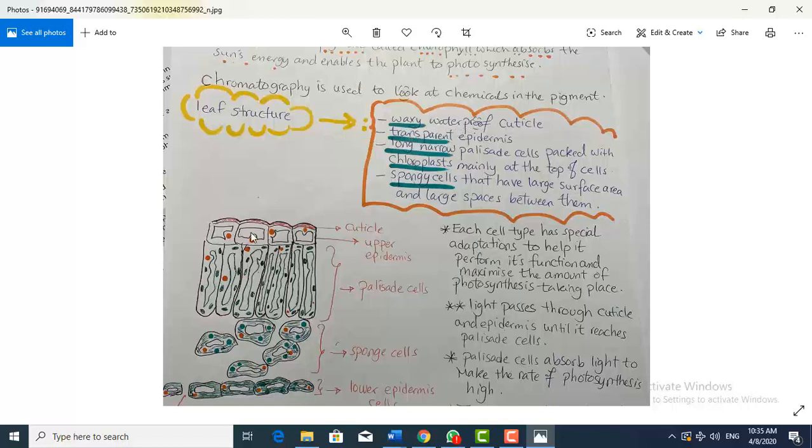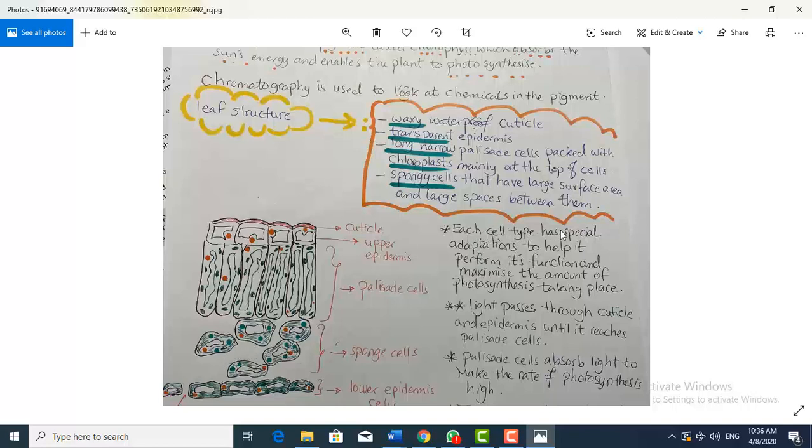Then we've got the transparent epidermis, which is a layer, and then the long, narrow palisade cells packed with chloroplasts. See here, this is a chloroplast, this is a chloroplast. And then we've got the spongy cells that have a large surface area. Look over here: these are the spongy cells with the large surface area. This is the long, narrow palisade cells, this is the epidermis, and this is the outer layer, the cuticle. Then we've got the lower epidermis cells, and there are large spaces between the spongy cells.